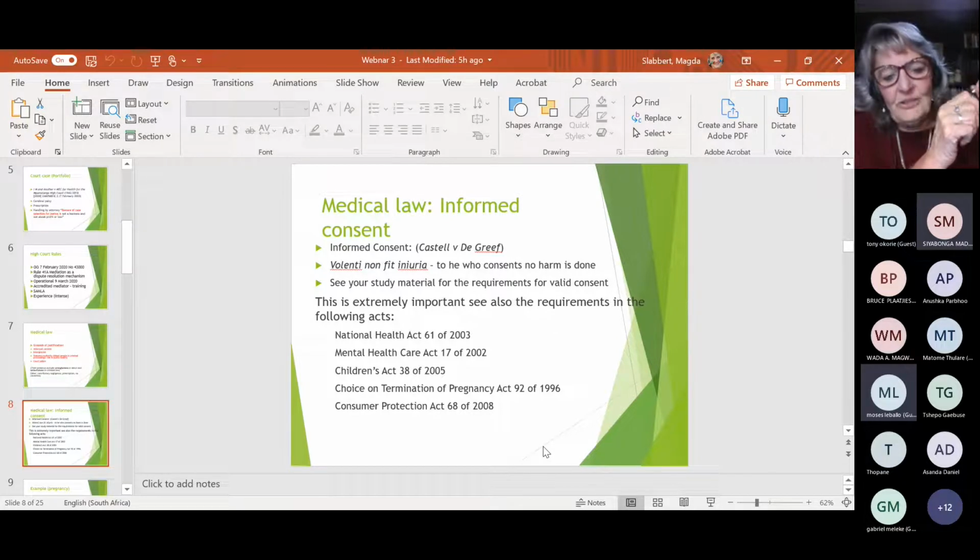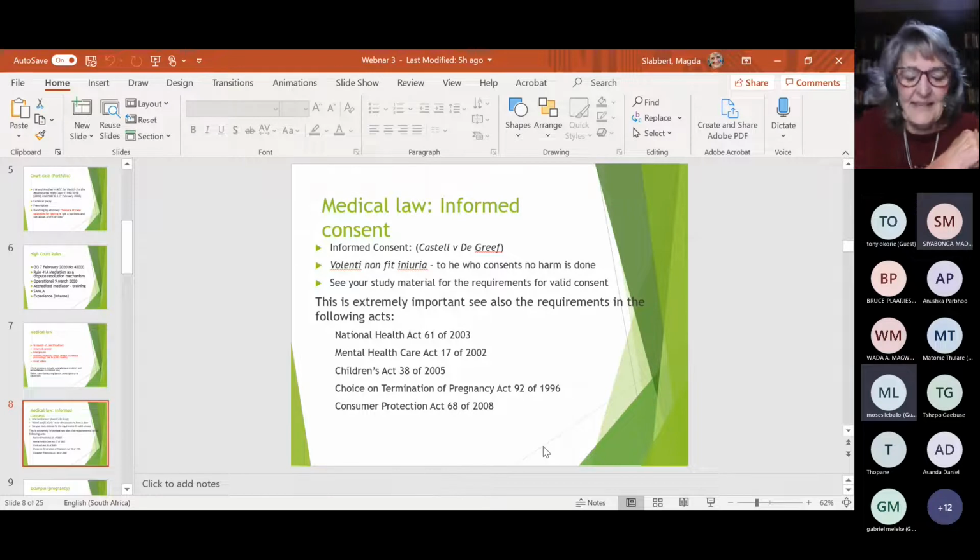It is also in the Children's Act. It is also in the Choice on Termination of Pregnancy Act, and it is also in the Consumer Protection Act. So informed consent is extremely important. And as I've said, if you did not give consent, then the doctor can be guilty of assault.